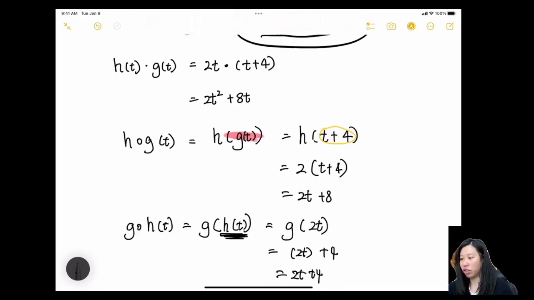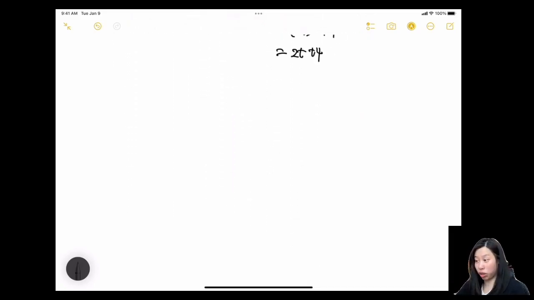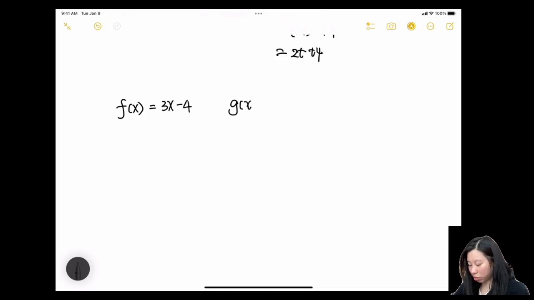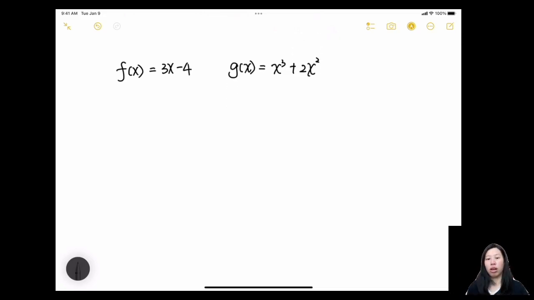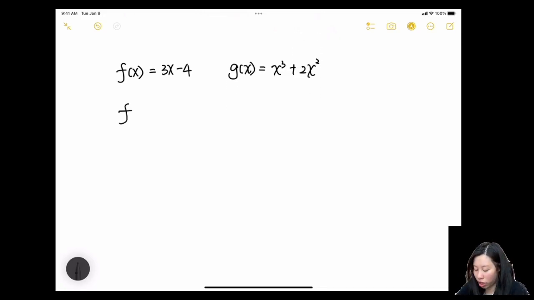Okay, I would like to give you another example for function composition. Let's try a slightly harder one, which is f of x equals 3x minus 4, and g of x equals x cubed plus 2x squared. Now I want you to find f composed with g at x. Okay, pause the video and try to do it by yourself.